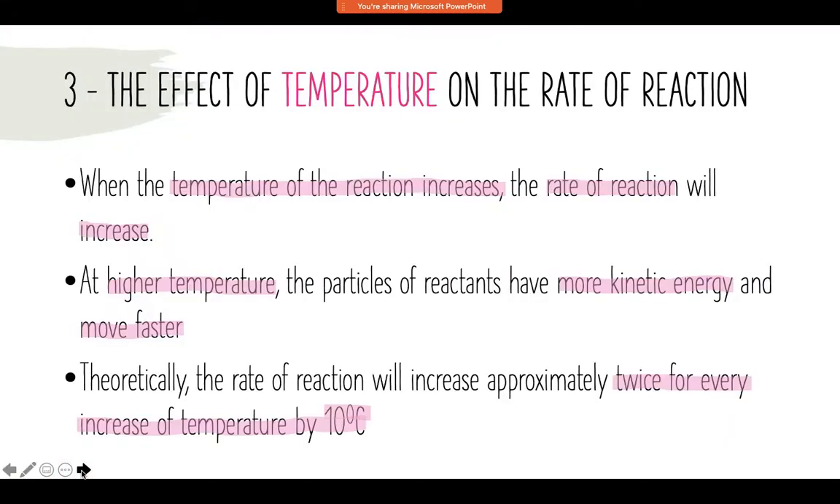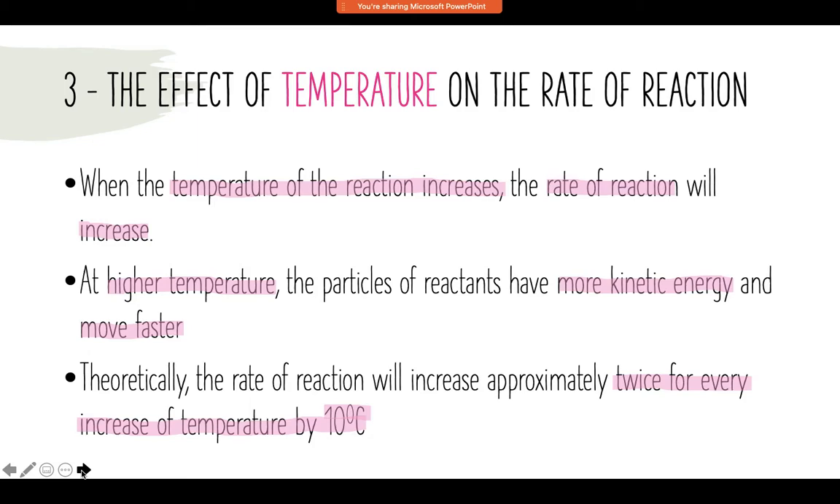So today we are going to continue our lesson on subtopic 7.2, factors affecting the rate of reaction, to be exact, the factors of temperature and also catalyst. The third factor affecting the rate of reaction is temperature. For information, temperature affects only reactants that are in aqueous or liquid form. When the temperature of the reaction increases, the rate of reaction also increases.